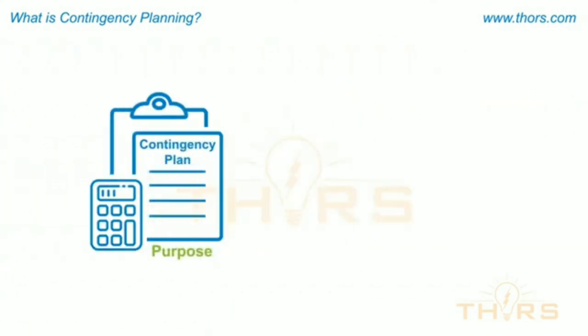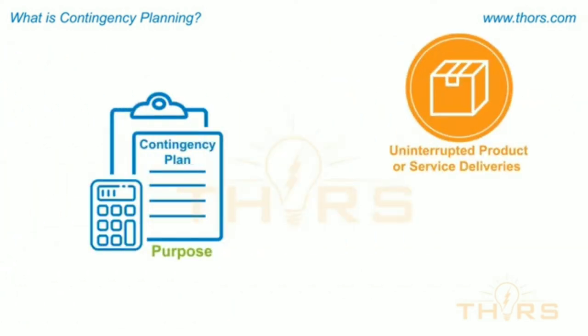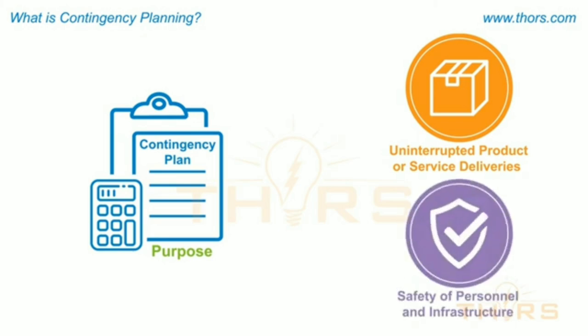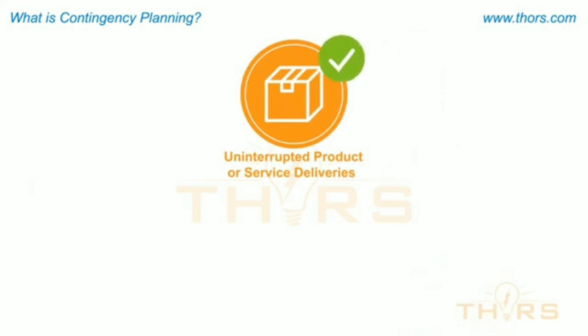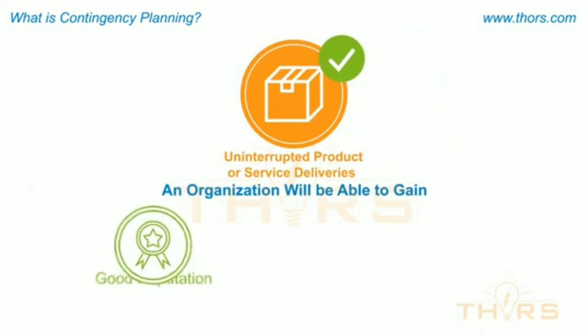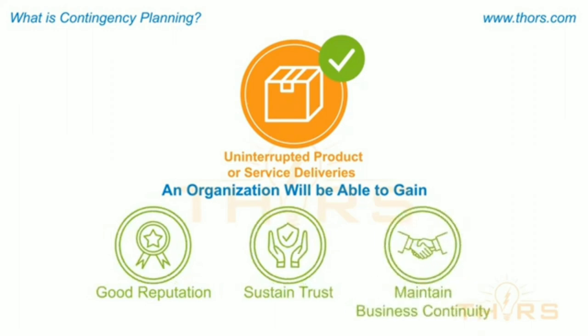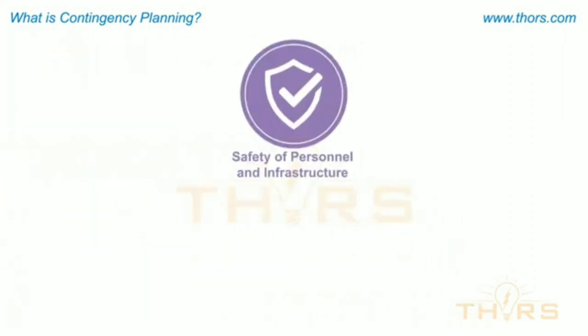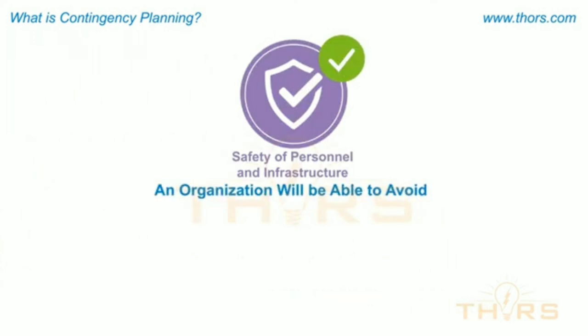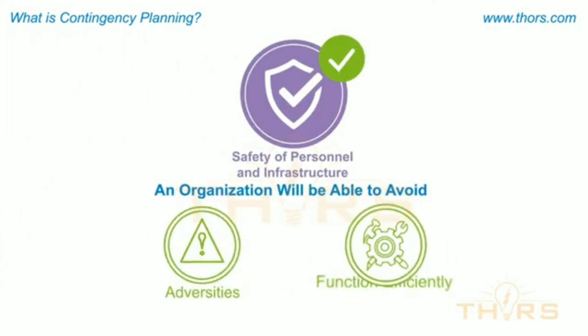The purpose of a contingency plan is to ensure uninterrupted product or service deliveries, as well as safety of its personnel and infrastructure. By ensuring uninterrupted product or service deliveries, an organization will be able to gain good reputation, sustain trust, and maintain business continuity. Similarly, by ensuring safety of personnel and infrastructure, an organization will be able to avoid adversities and function efficiently without any interruptions.